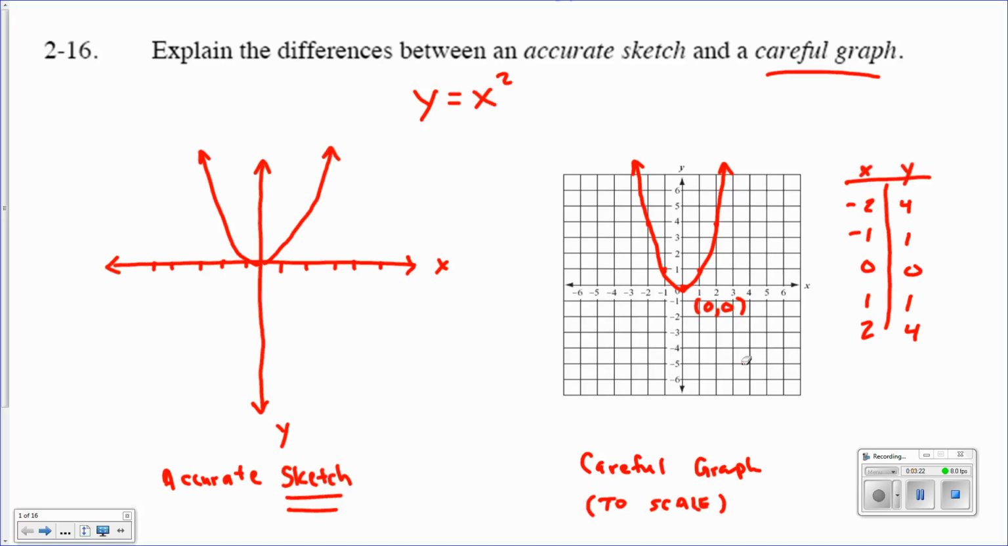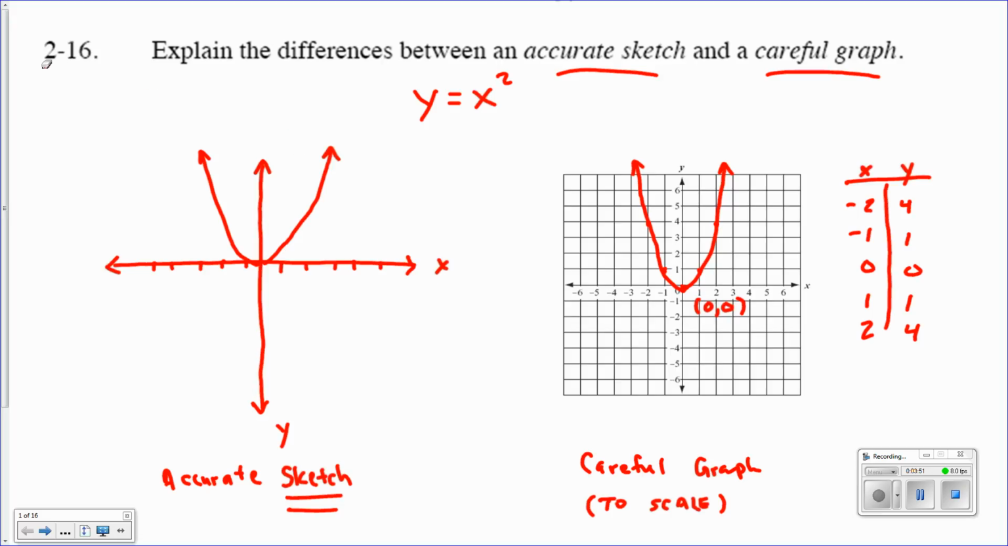Okay, I've got my grid, my coordinate plane. Here, I just kind of sketched one on there. So those are some of the main things that we need to look for when we're talking about the difference between an accurate sketch, which is sometimes what you'll be asked for, and the careful graph. So I've got my coordinate plane, I've plotted my points, it's to scale. This one looks pretty close, but it is just a sketch. Hopefully that makes sense to you there.